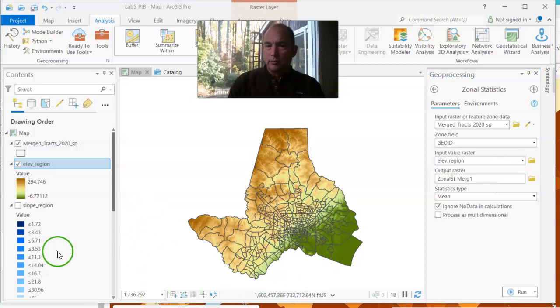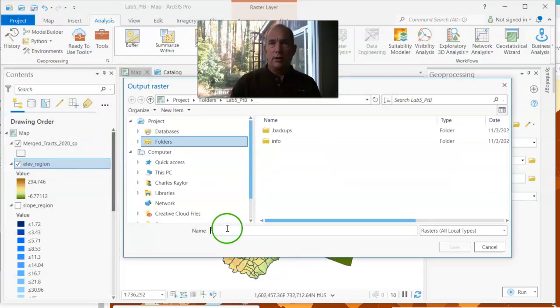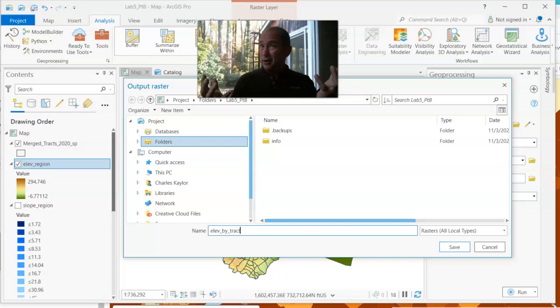I'm going to call the output of this, sorry, it's not on your screen, I'm going to call the output of this elevation by tract. Why do I do that? Because I'm taking elevation and I'm aggregating it by tract. So I've got information about elevation, but I no longer know each cell's value. What I know is things like how many cells are in the tract, what's the average of the cells.